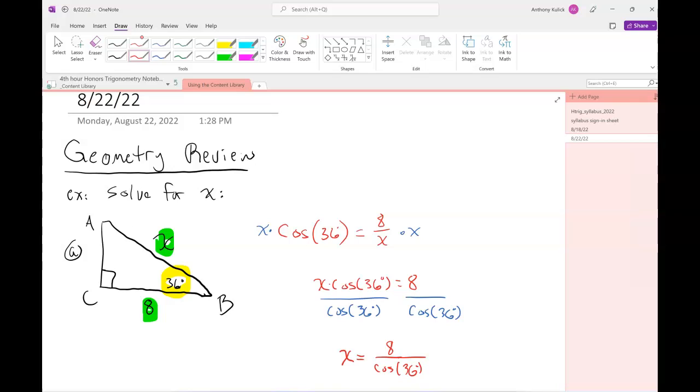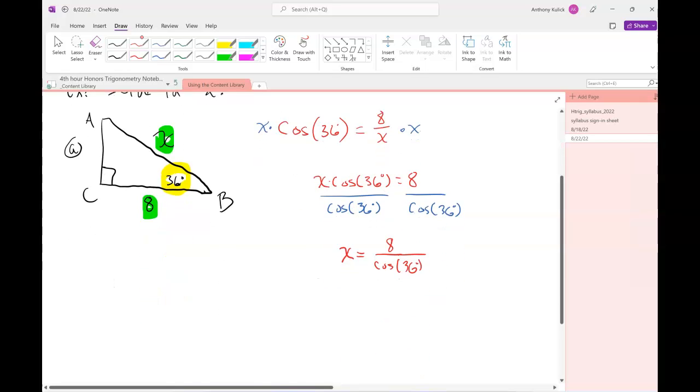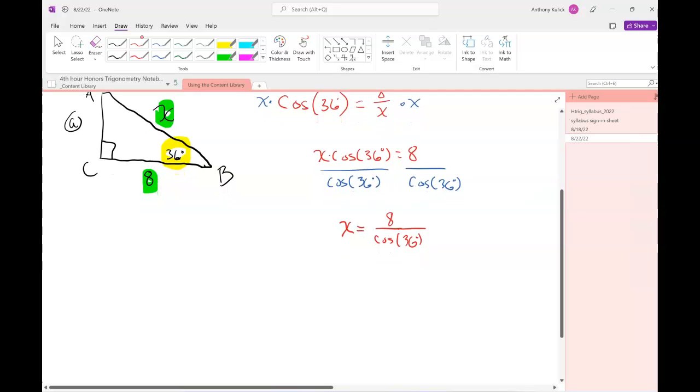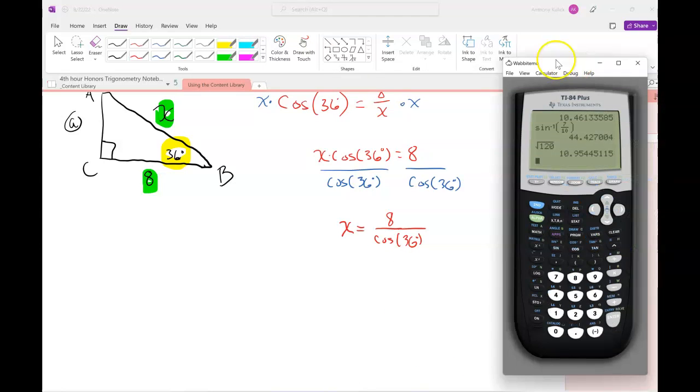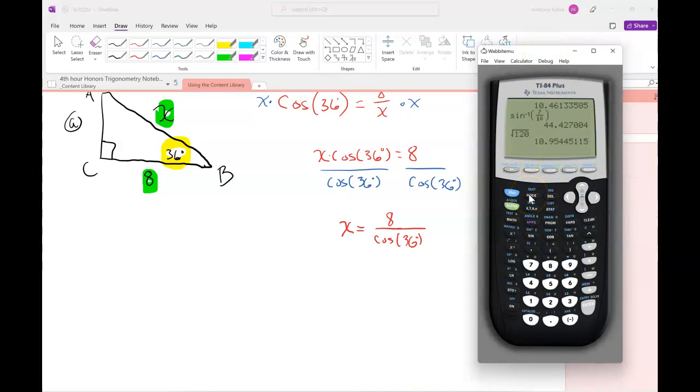Everybody's still on board? And then what do I do from here? From the sound of things, everybody knows what to do here. It's calculator time, right? What do I have to be careful about with doing this on my calculator? Yeah, I have to be sure that I'm in degree mode. How do I know that I need to use degree mode rather than radian mode in this problem? Because it's 36 degrees. Because it says on the label of the angle that it's at degrees.